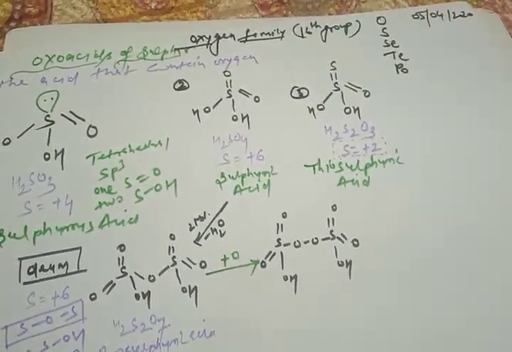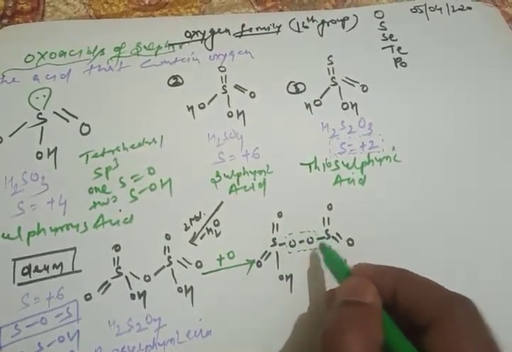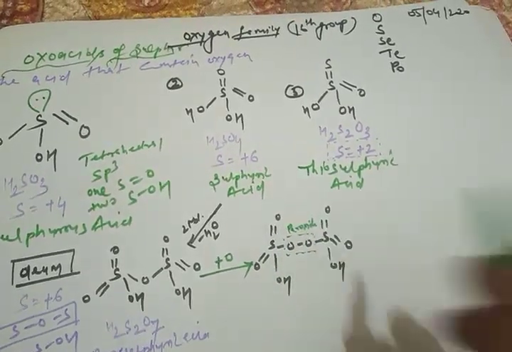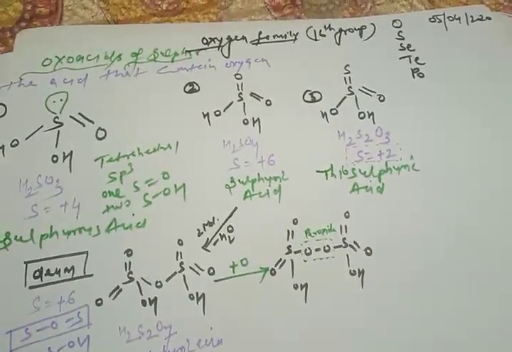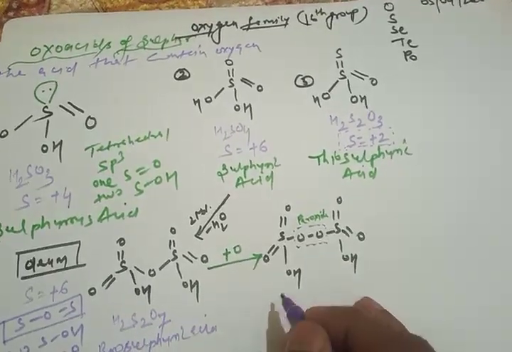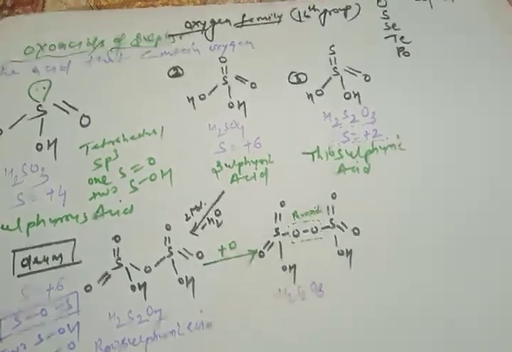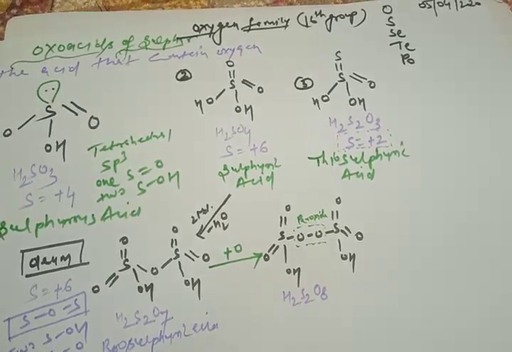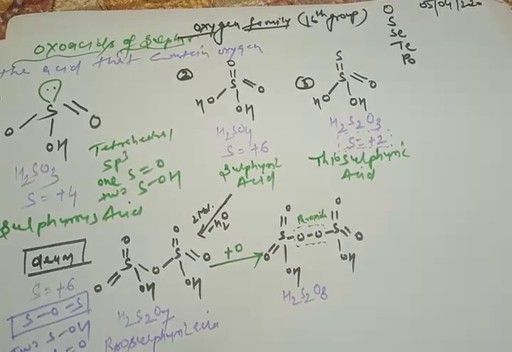So this will create a peroxide linkage. This is peroxide. I told you so many times, this is peroxide. As the peroxide linkage is created here, with the addition of one oxygen, the formula will be H2S2O8. Pyrosulfuric acid is the dimer of sulfuric acid, so this is also called disulfuric acid.